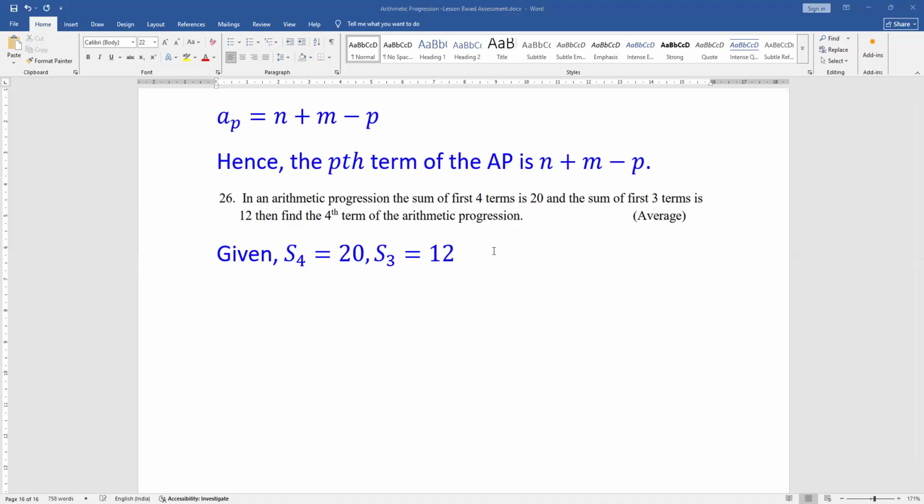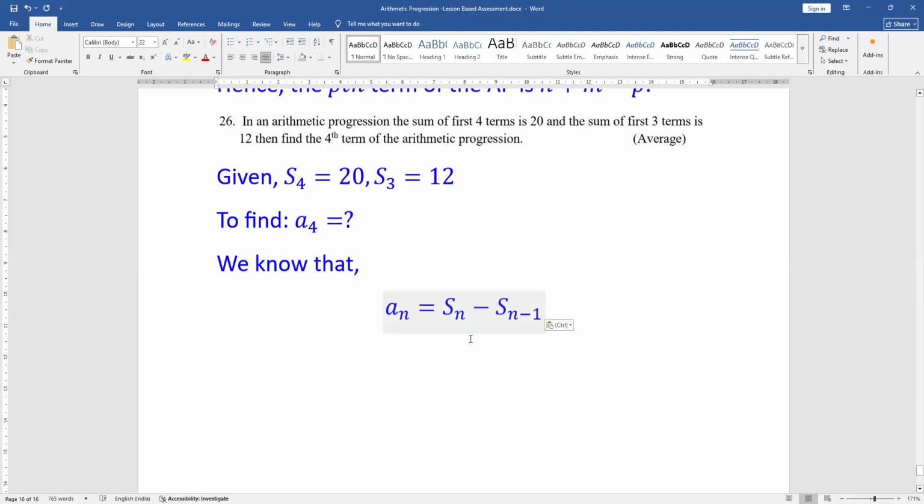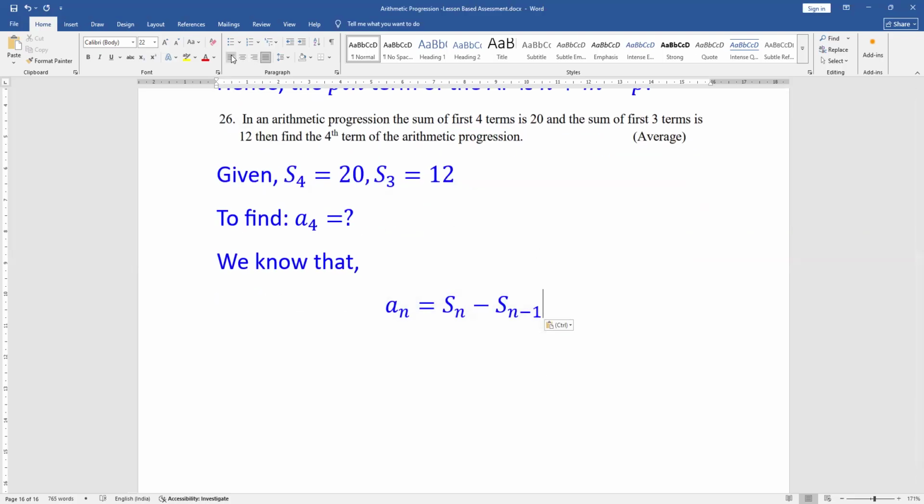In my next step, I write: to find. What we need to find out? We need to find out A4. I can put A4 as question mark. Now I use one formula. The formula is An equals Sn minus S(n minus 1). So we use the formula An equals Sn minus S(n minus 1). When you have consecutive sums, that time you have to use this particular formula.